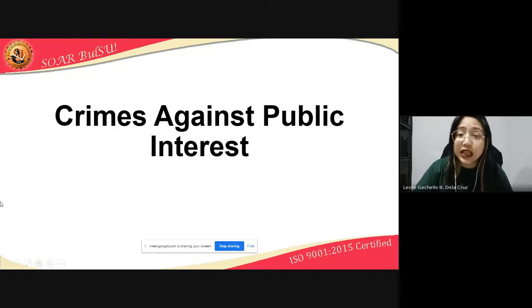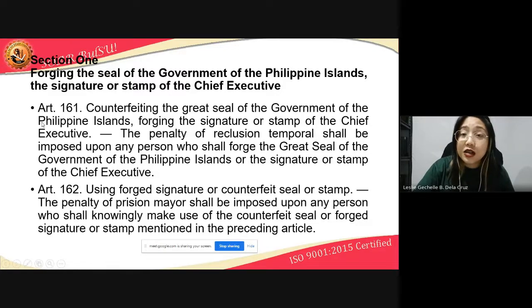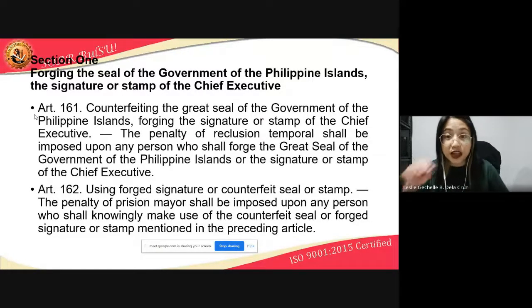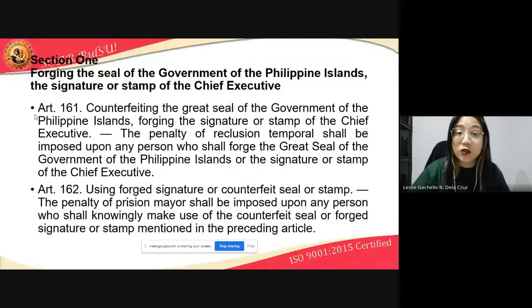Okay, dito muna tayo sa crimes against public interest. So, one part of it is Section 1, forging the seal of the government of the Philippine Islands, the signature or stamp of the chief executive. Pag sinabi natin chief executive, ito ang President of the Philippines. Okay, so Article 161, counterfeiting the Great Seal of the government of the Philippine Islands, forging the signature or the stamp of the chief executive. Of course, hindi mo pwedeng gamitin yung stamp niya, yung signature niya sa kung ano mang dokumento na hindi naman siya mismo ang gumawa. Hindi siya mismo ang nag-author.